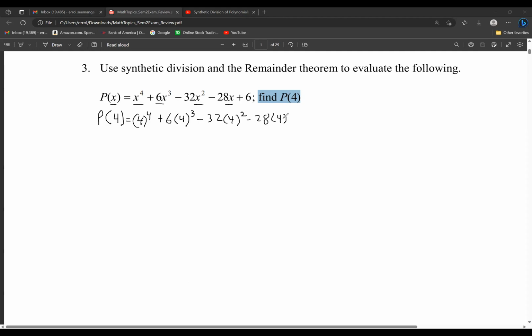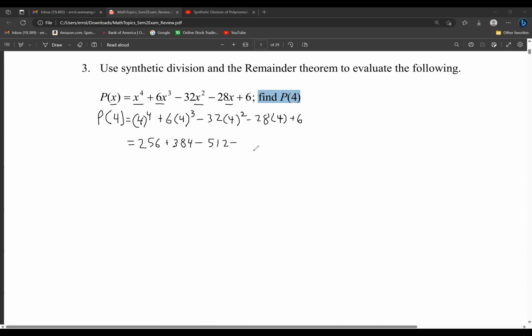What does that work out to be? One second, I'm writing. 4 times 4 times 4 times 4 is what? 16 times 16 is 256. What's 4 times 4 times 4? 64. 64 times 6 is what? 384. And 16 times 32 is 512.